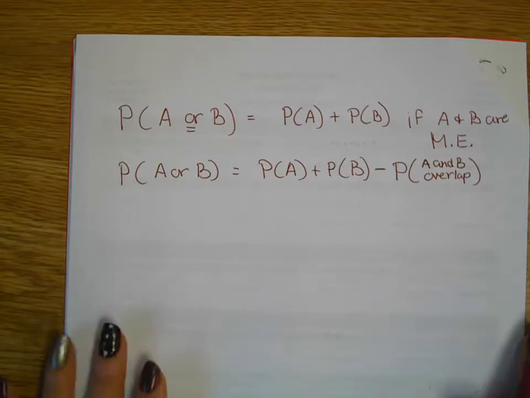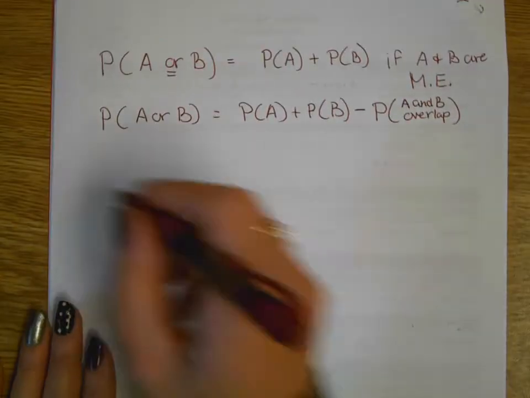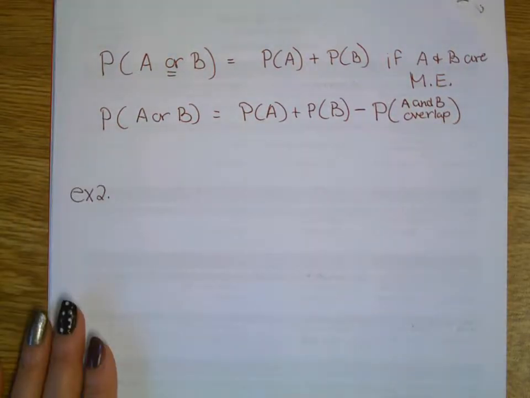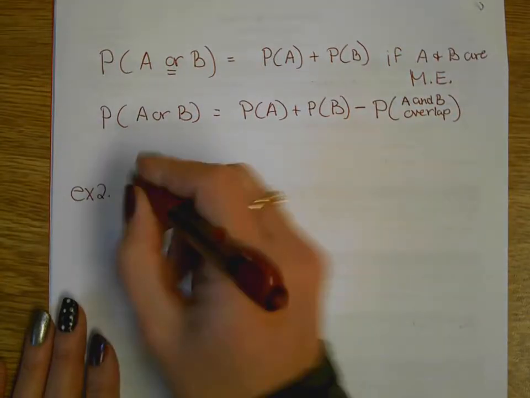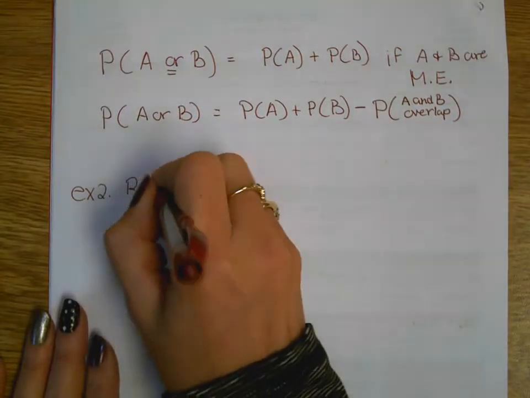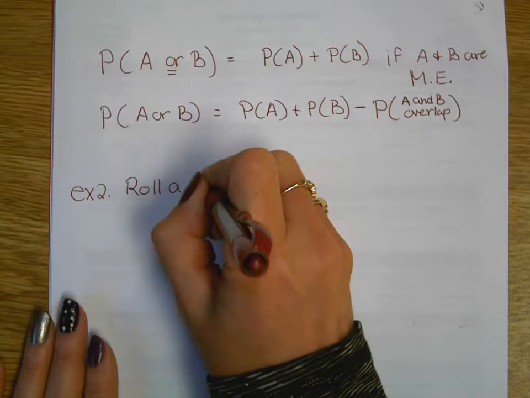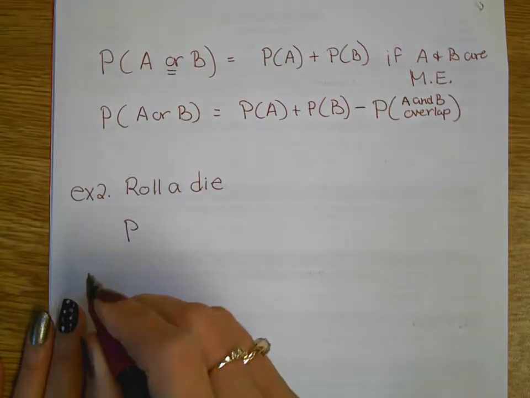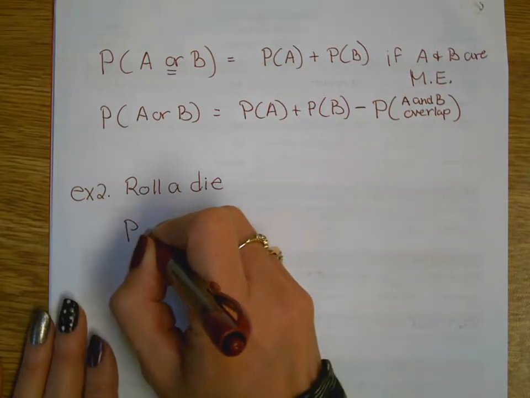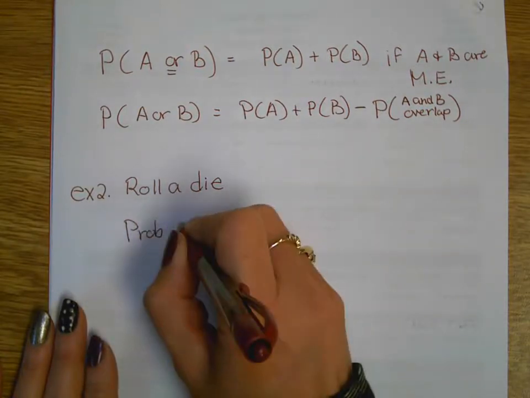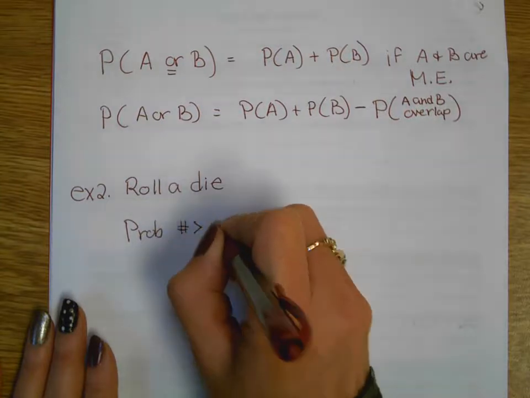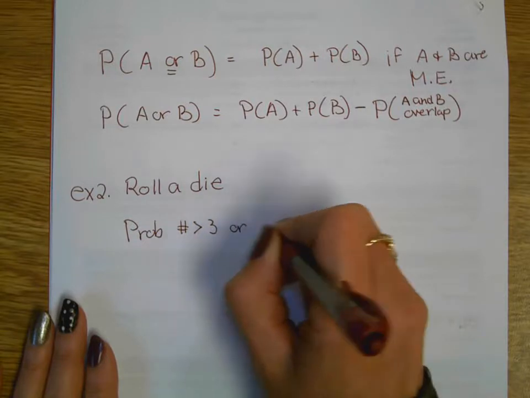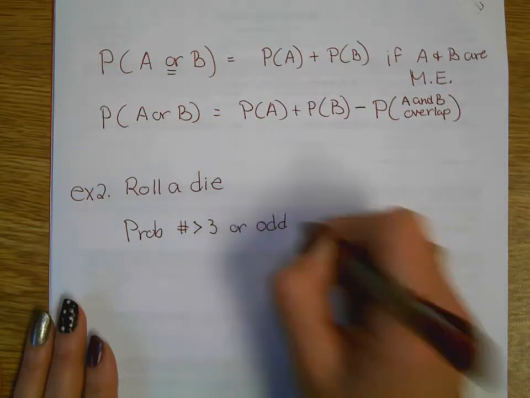So let's go through some examples. You know what I'm talking about here. So we'll roll that die again. Can you find the probability that you roll a number greater than 3 or an odd number?